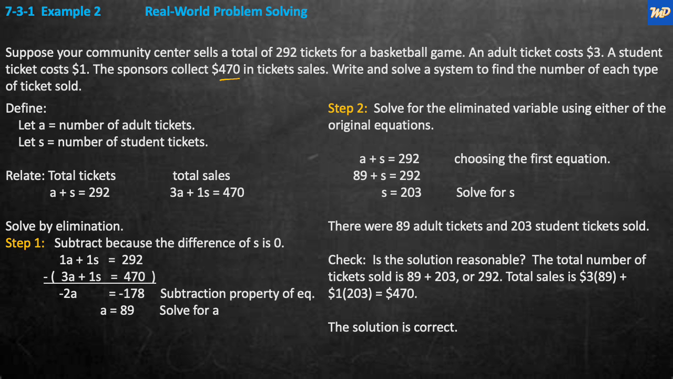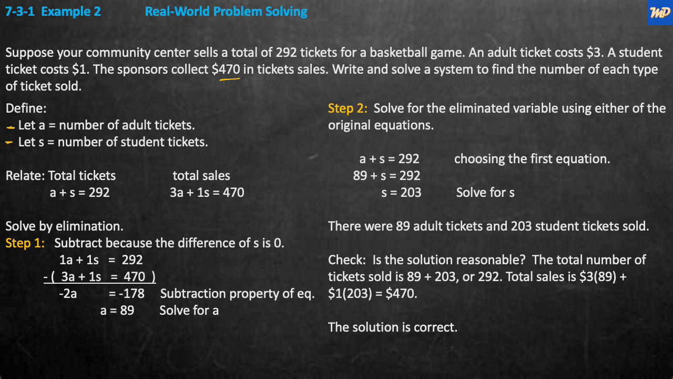First of all, let's define something here. What we don't know is the adult tickets and student tickets. So let's say that the number of adult tickets is A. We're going to let A equal the number of adult tickets, and we're going to let S equal the number of student tickets. So now when you see an A, you'll think the number of adult tickets, and S will be the number of student tickets.